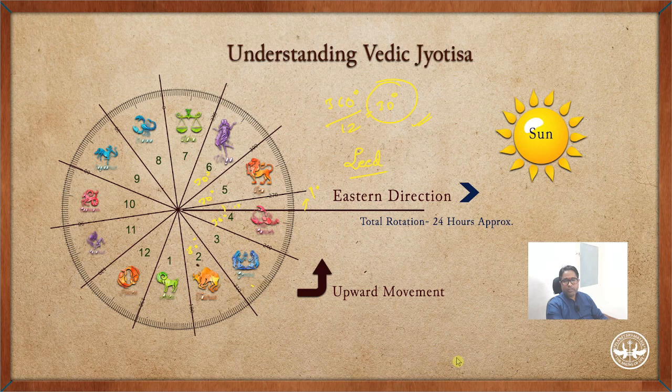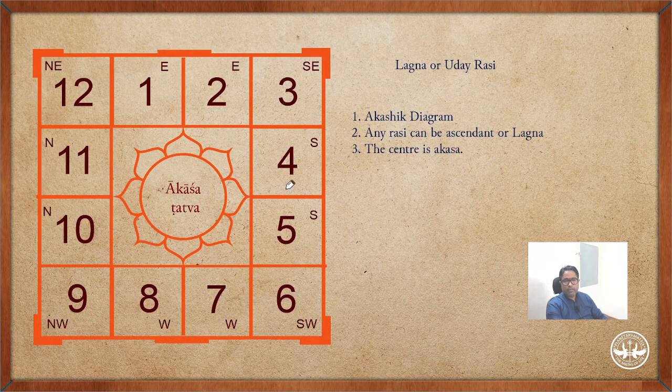And in the South Indian chart, these numbers are fixed. I mean, the rashis are fixed, like 1, 2, 3, 4, 5, 6. And what they basically do is, this is nothing. Don't confuse yourself, because this is the Akashic diagram of all the rashis when you were born.